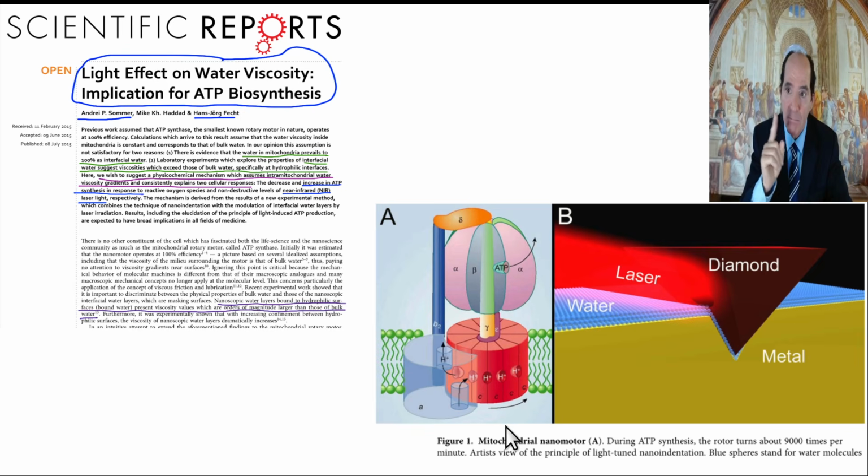This little miniature motor, and you could have 100,000 of them inside, 100,000 mitochondria inside a cell, and the mitochondria itself will have tons of these little ATP motors spinning 9,000 times per minute. It's incredible to make ATP, adenosine triphosphate, which is the energy currency of a cell. It's like a $20 bill in a cell. And so what's happening is there's 4 phases of water. I'll show you a picture in a moment.